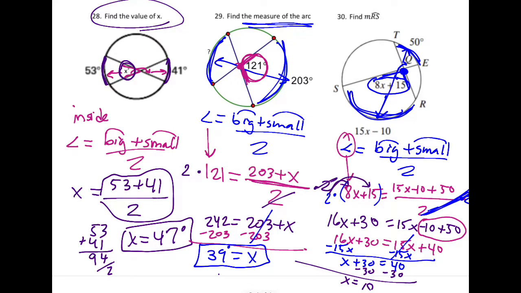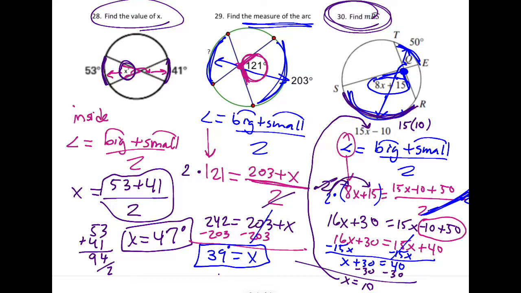Now be careful, they asked to find RS. So this is a case where you actually have to take that 10 and plug it back in for RS. So we need this arc here. So make sure you look to see what the directions say. So I'm going to do 15, and then in parentheses substitute in my x, which is 10, minus 10. So 15 times 10, well, that's 150. Kind of working up here because I'm running out of space. Minus 10. 150 minus 10 is 140 degrees. So my final answer is 140 degrees for the measure of arc RS.